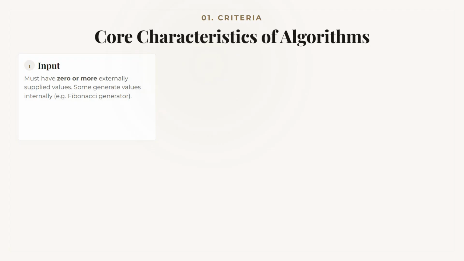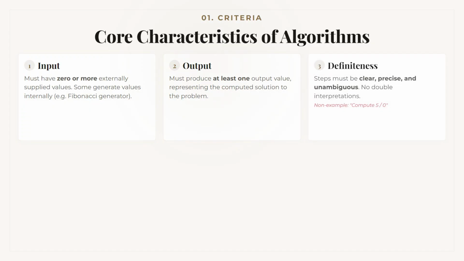The second characteristic is output. Every algorithm must produce at least one output. The output represents the solution to the problem that the algorithm was designed to solve. The third characteristic is definiteness, also known as unambiguity. Every step in the algorithm must be clearly defined. There should be no confusion about what action must be performed at any stage. If an instruction can be interpreted in multiple ways, then it is not suitable for an algorithm.